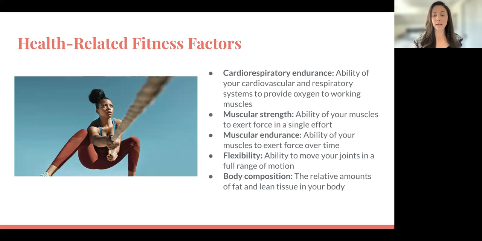And then lastly, body composition. This is the relative amount of fat and lean tissue you have. So let's first define those things. Fat tissue or adipose tissue is made up of your fat cells. You have a certain number of fat cells that can literally fill up or shrink in size. And if you need to store more fat, your body can develop new fat cells.